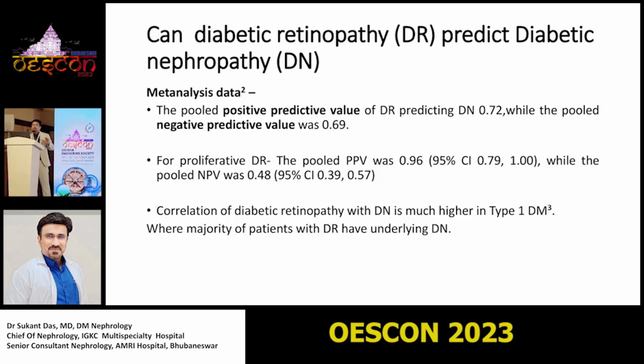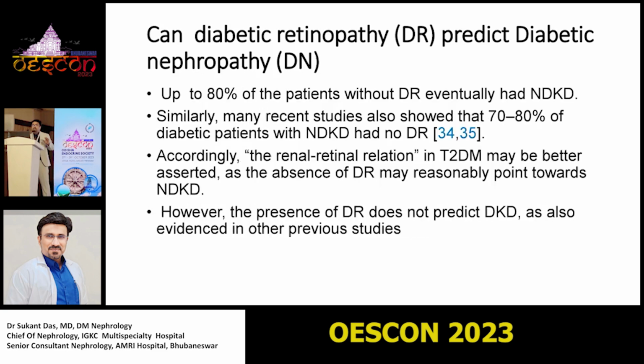In another study, which was done over a period of 17 years, it was seen that up to 80% of patients without diabetic retinopathy were eventually found to have non-diabetic kidney disease. In 80% of patients who had diabetes and some form of kidney disease but did not have diabetic retinopathy, the cause of kidney disease turned out to be non-diabetic kidney disease. Conversely, 70 to 80% of patients who had non-diabetic kidney disease were found to have an absence of diabetic retinopathy.